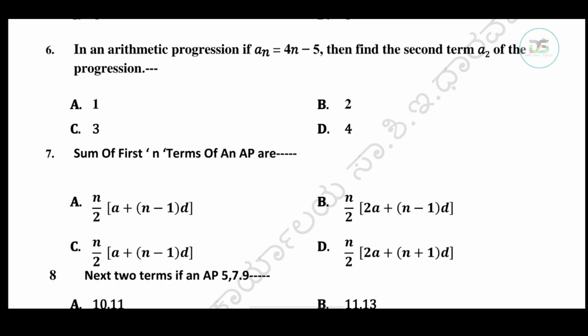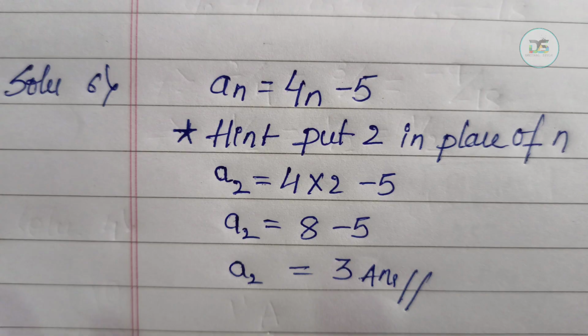So the next question, in an arithmetic progression, if an is equals to 4n minus 5, then find the second term a2 of the progression. Options are 1, 2, 3, 4. The right answer is option C, 3. Let's see the solution. Since it's given an is equals to 4n minus 5, there is a short hint for you. Put 2 in the place of n. By solving this, we get answer 3.